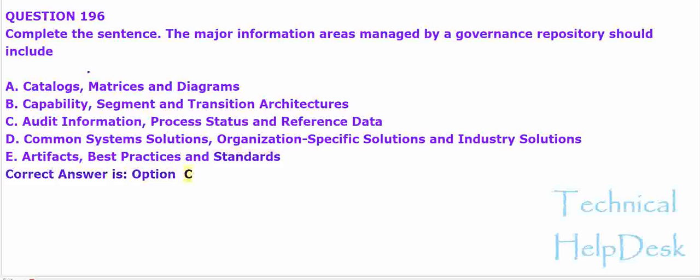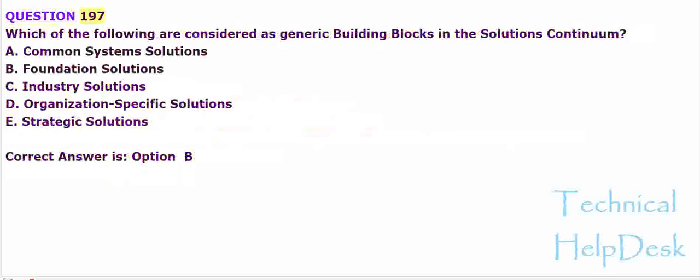Question 197. Which of the following are considered as generic building blocks in the solutions continuum? A. Common systems solutions. B. Foundation solutions. C. Industry solutions. D. Organization-specific solutions. E. Strategic solutions. Correct answer is option B.